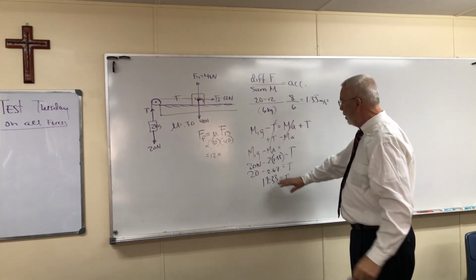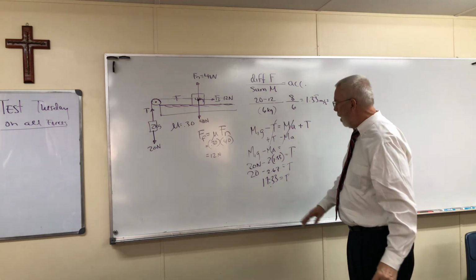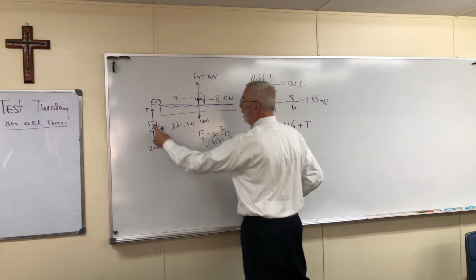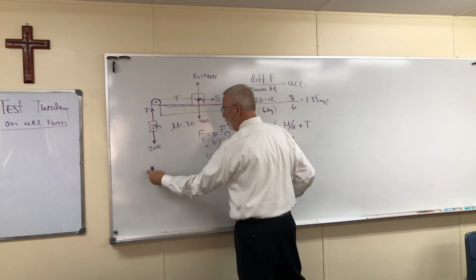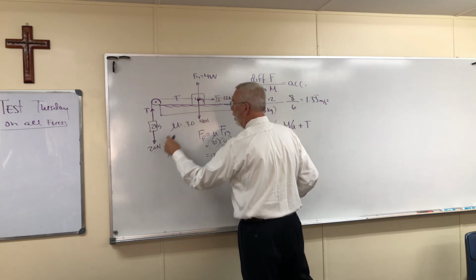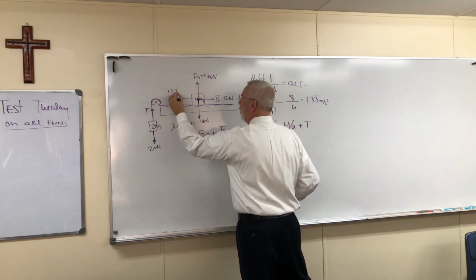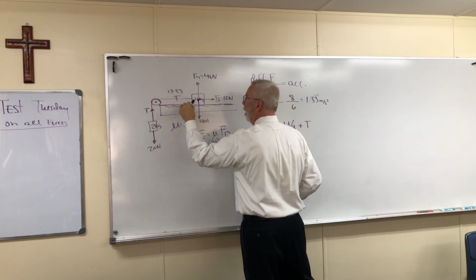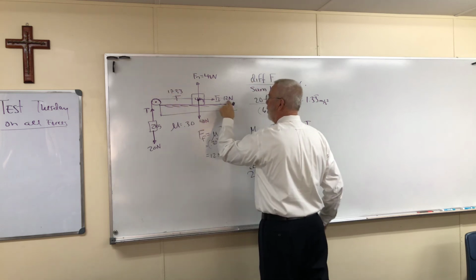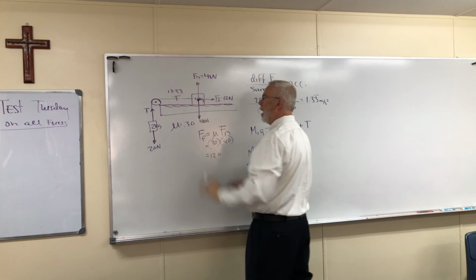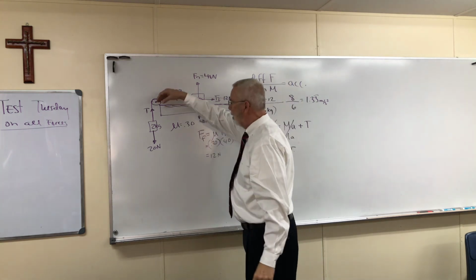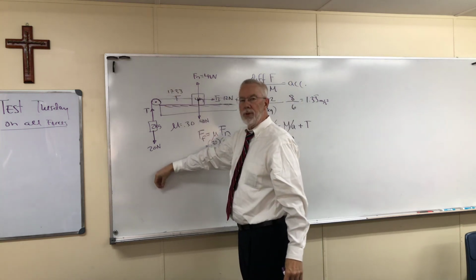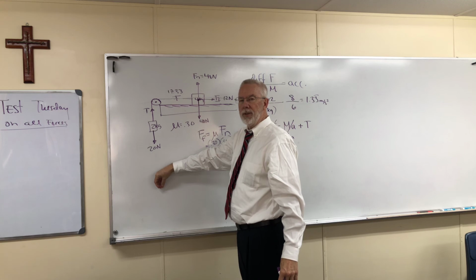Now think about what we just said in a previous problem. 17.33 is less than 20, which is why this is allowed to go towards the floor. The 17.33 here is a stronger force than the 12, so the block's going to slide to the left at the same acceleration as this one travels towards the floor. Does that make sense?